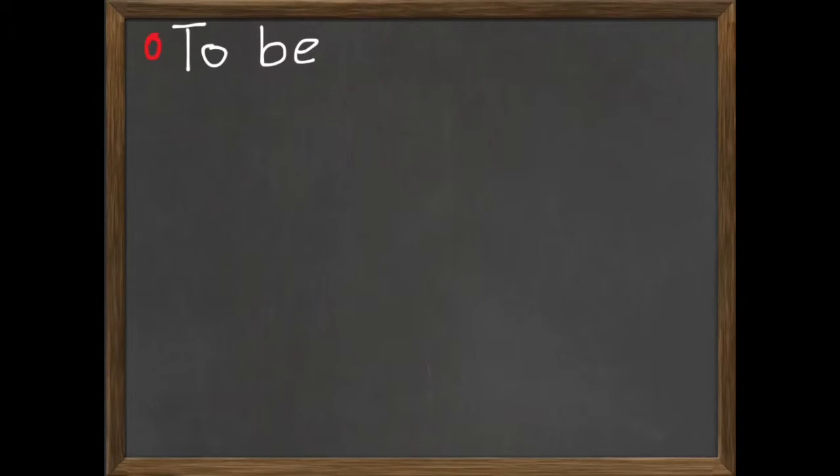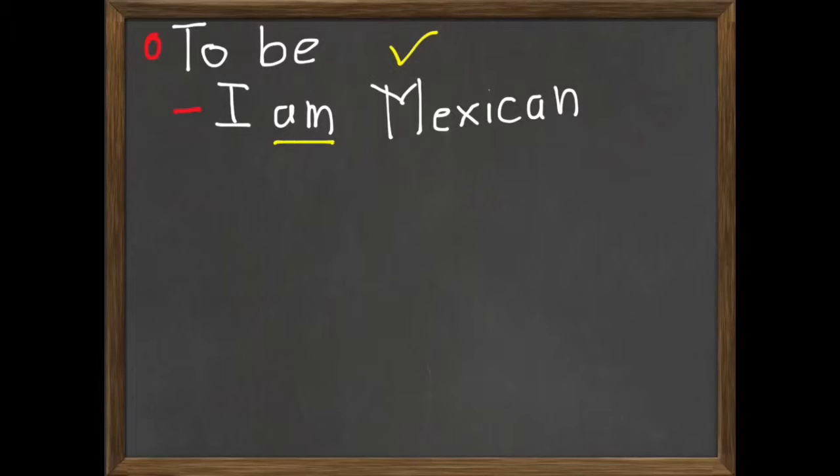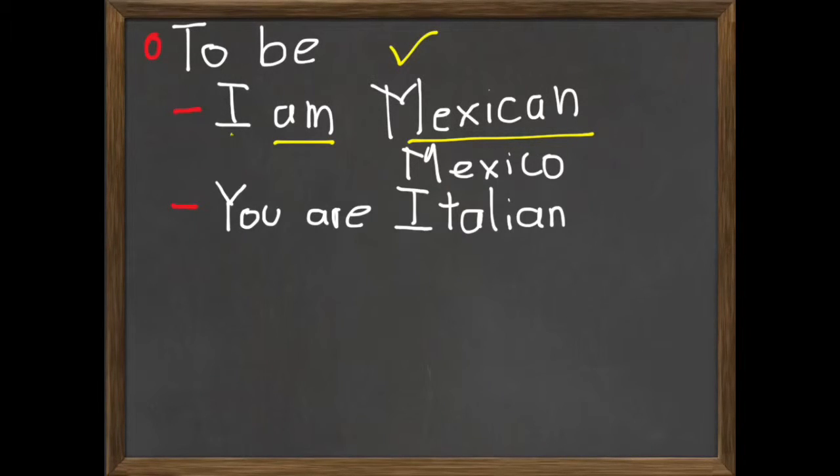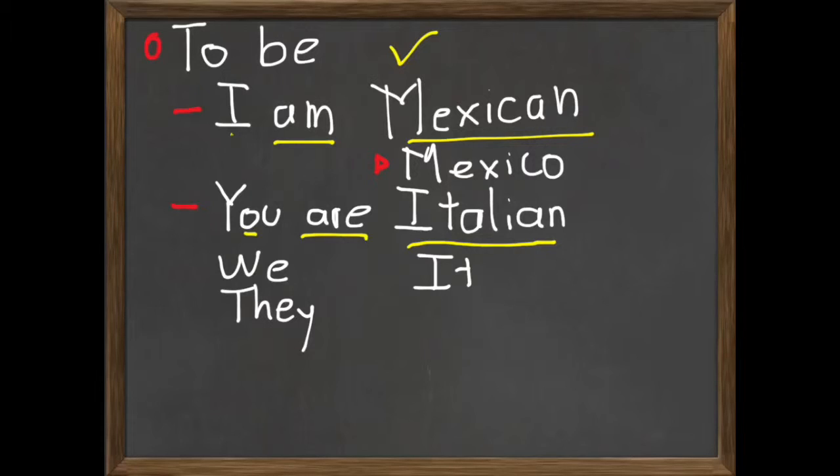Let's look at the positive or affirmative form of the verb to be by looking at some examples. I am Mexican. Am is the I form of the verb to be. Mexican is a person who comes from Mexico. You are Italian. Are is the verb to be conjugation for you as well as we and they, while Italian is a person who comes from Italy. Another word in the vocabulary.